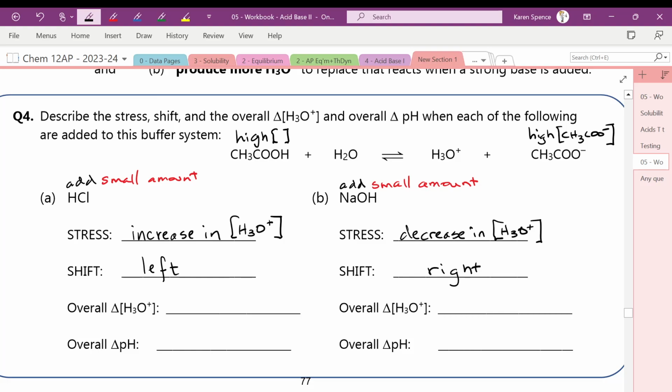Yes. When we're dealing with the addition of HCl, what is the overall change in H plus? It is an overall increase. It is a slight increase, yes? Because it increases, the system shifts, where does it come back down to? Slightly above. So it has increased, but not by a lot. So we can say a slight increase.